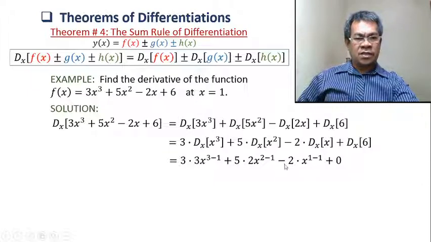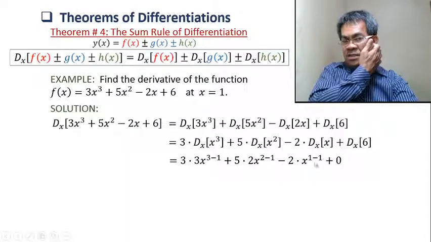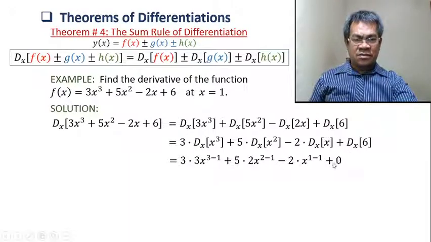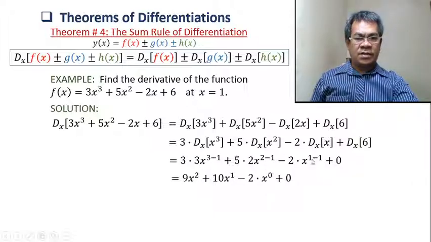Then the negative 2 is a constant multiple. 1 minus 1 again is 0, and x raised to 0 is 1, so the answer is negative 2 actually. So this is it: 9x squared, 10 times x raised to 1, and negative 2. By the way, this one is raised to 0.